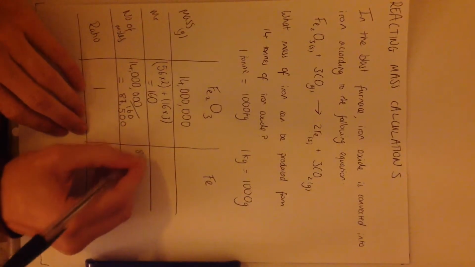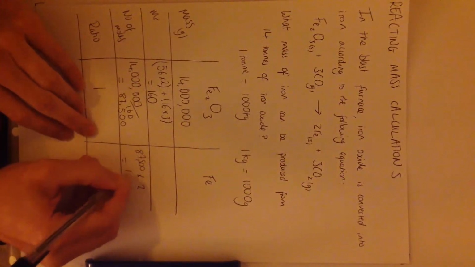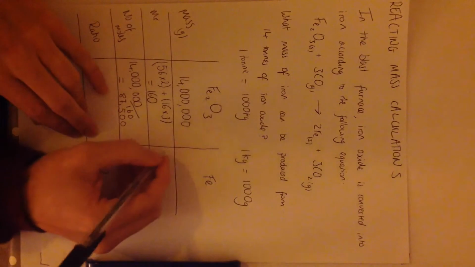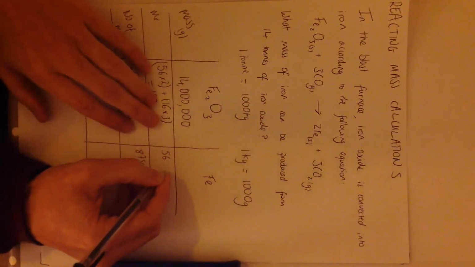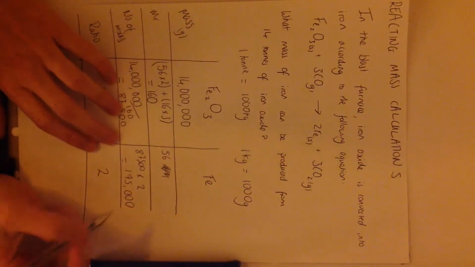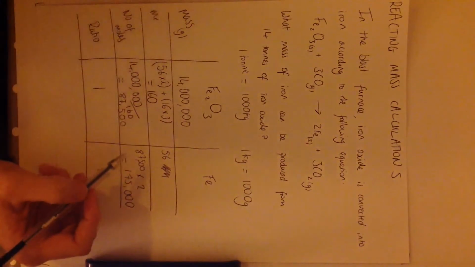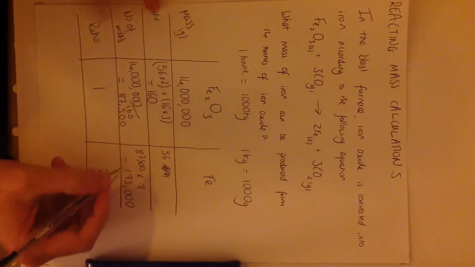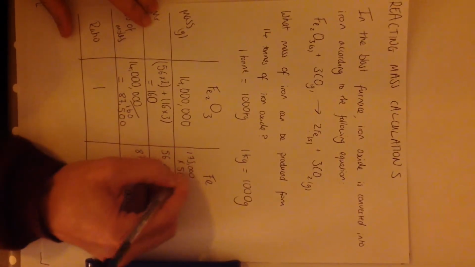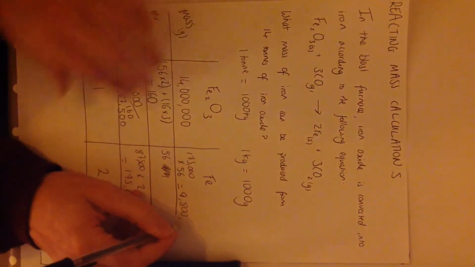So 87,500 multiplied by 2 gives us 175,000. We now need the atomic mass number of iron again, which is 56, just the atomic mass number of iron. Now if I want to work out the mass in grams, I take number of moles multiplied by the MR value. So 175,000 multiplied by 56, and this gives me 9,800,000 grams.